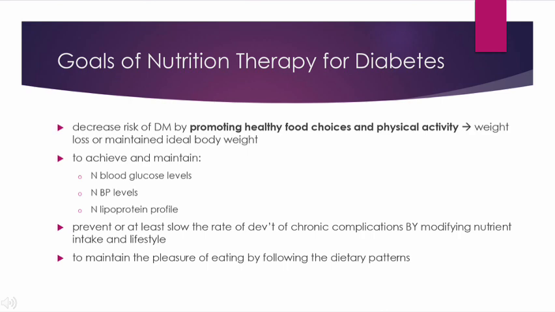Let us discuss the goals of nutrition therapy for diabetes. The first goal is to reduce the risk of developing diabetes or prevent its progression. This is achieved through healthy eating, physical activity, and maintaining a healthy body weight. Now, for patients who already have diabetes, the goal is to achieve and maintain normal levels of blood glucose, blood pressure, and lipid profile. Why are these important? Because uncontrolled levels increase the risk of complications.